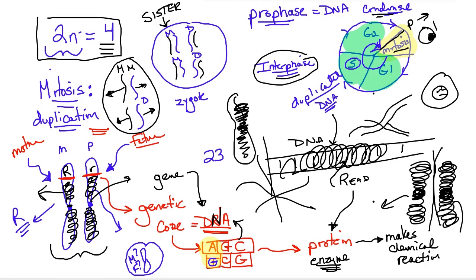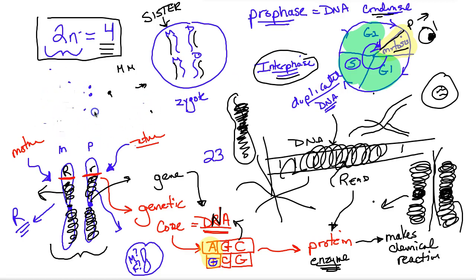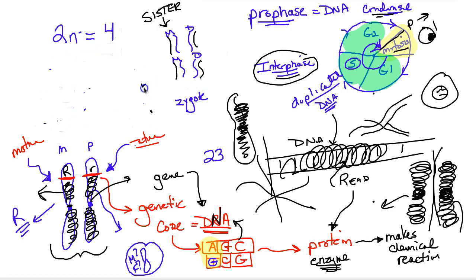Now, what about meiosis? Meiosis only occurs in the sex cells. It has nothing to do with just regular duplication. This is how we make sexual reproduction. This is different. You're not dealing with a zygote. You're dealing with gametes. Gametes are your sex cells, and gametes have an n. So if 2n equals 4, n equals 2. So at the end of meiosis, I should have half the number.